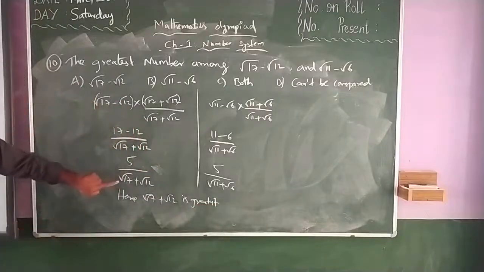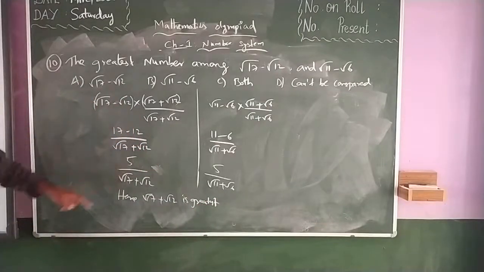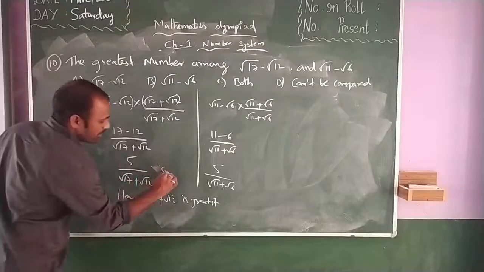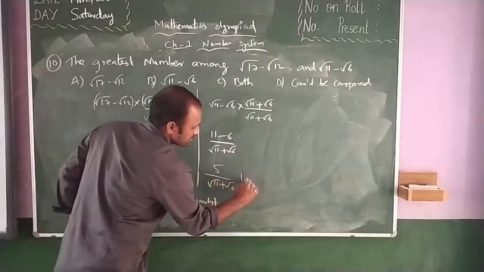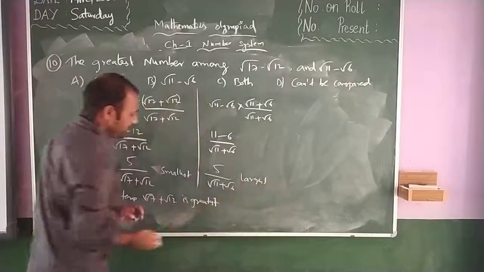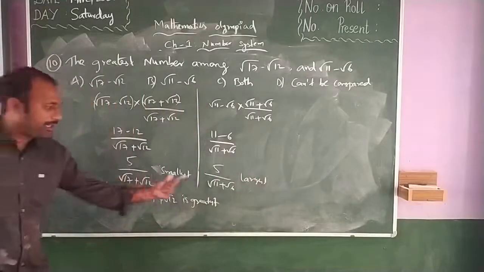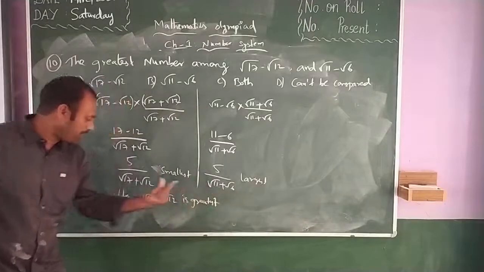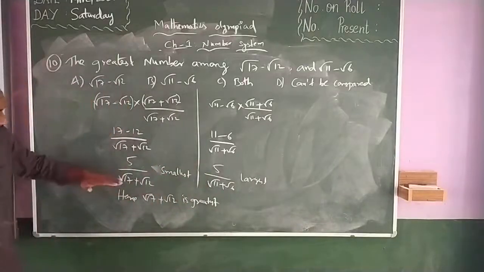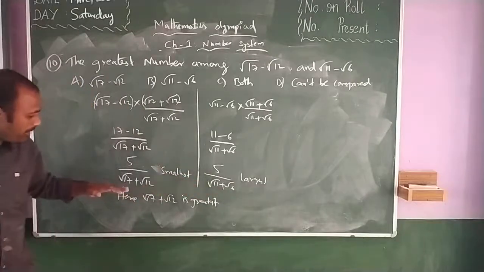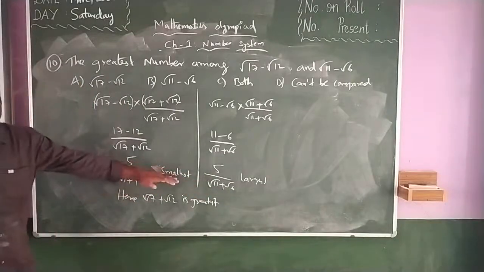So since the denominator is greater than the numerator, definitely this will be the smallest and this will be the largest. Here the denominator is very great compared to this. Here the denominator is very small, here the denominator is very great. So the numerators are equal. So in this case we have to compare only the denominators. The one having the greatest denominator will be the smallest.